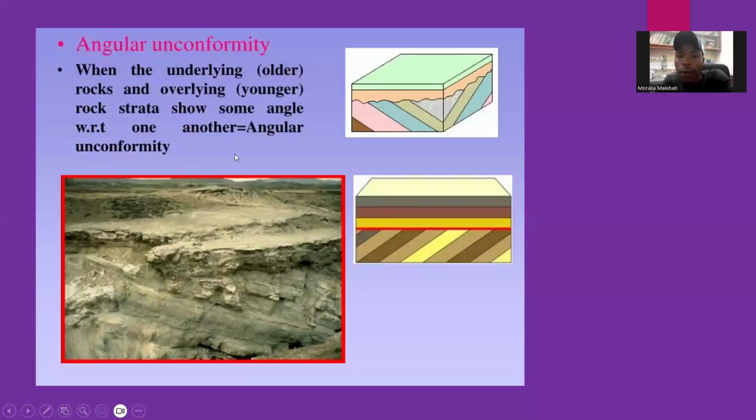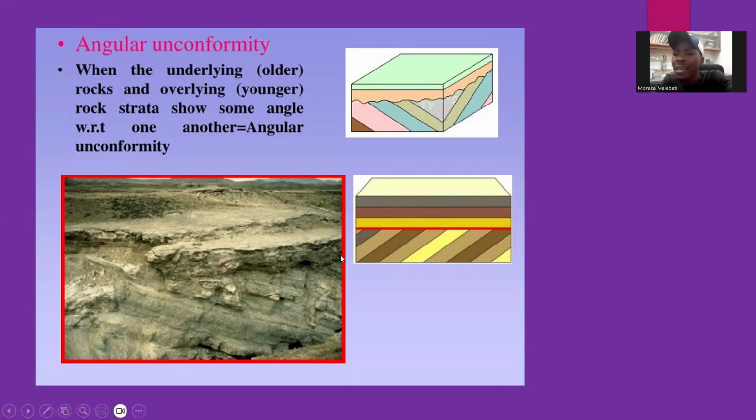So then angular unconformity, like I said, can you now see that this top part, new younger sedimentary rocks, are being deposited on top of tilted and eroded older sedimentary rocks. That's basically what an angular unconformity is all about.